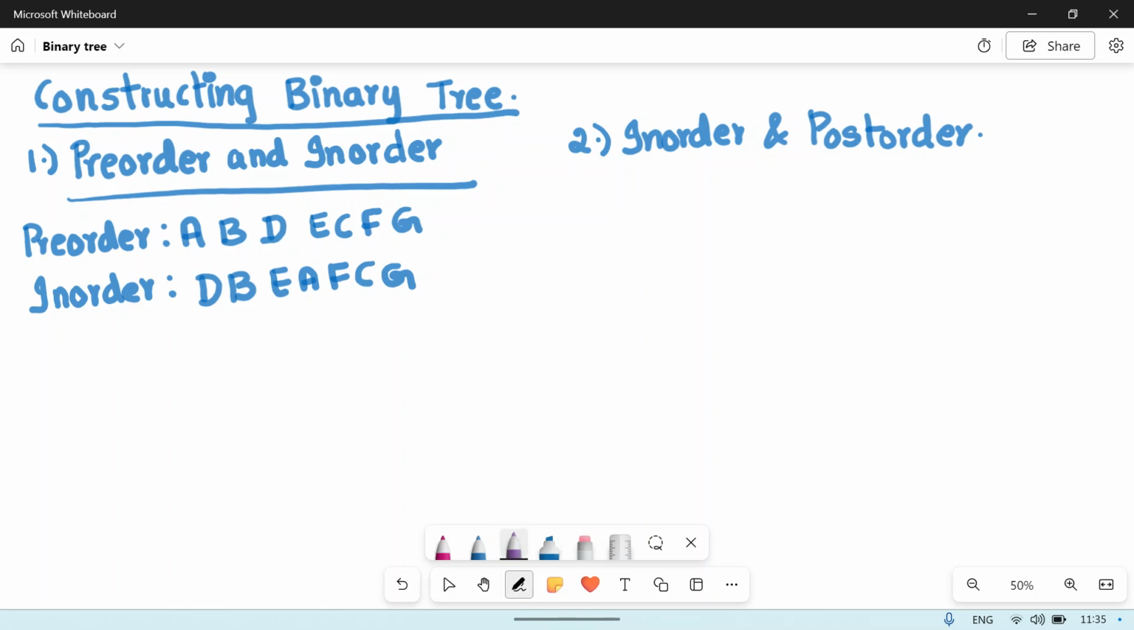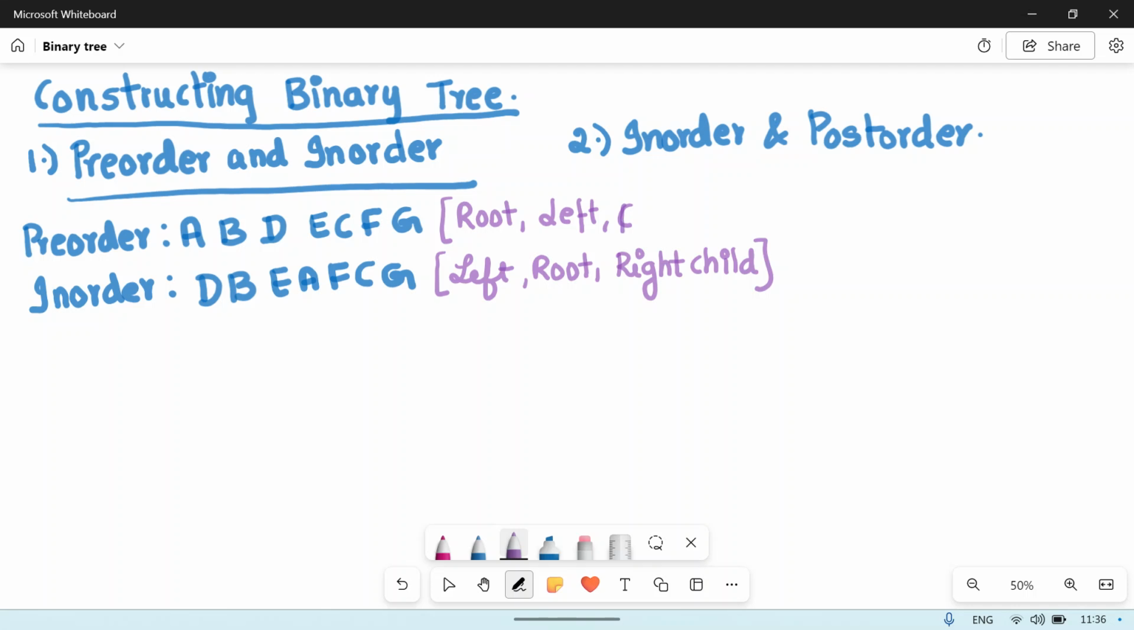If you remember, inorder is left child followed by root, then the right child. And preorder is root, left child, and the right child. This is how you will traverse using inorder and preorder. Now you have to construct the tree.